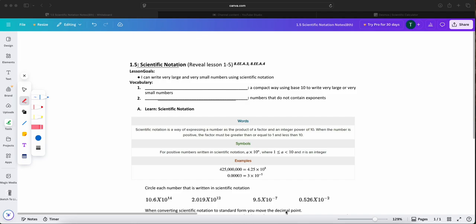We're going to cover 1.5, scientific notation. So I can write very large and very small numbers using scientific notation. A compact way using base 10 to write very large or very small numbers, in our vocabulary, would be scientific notation.